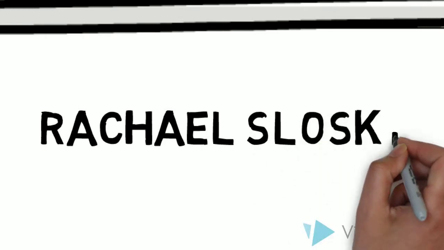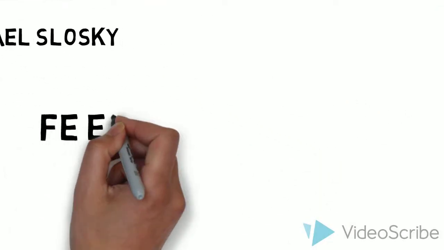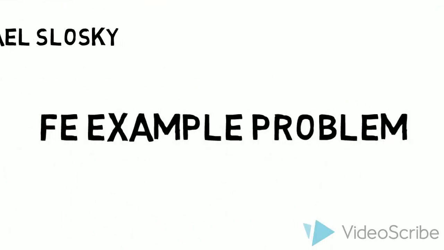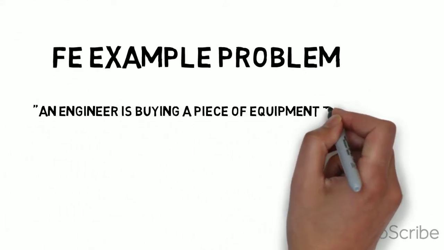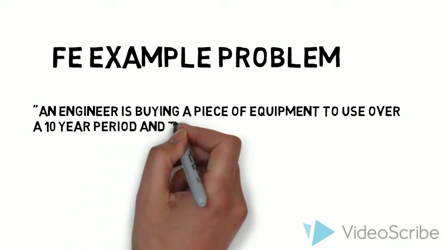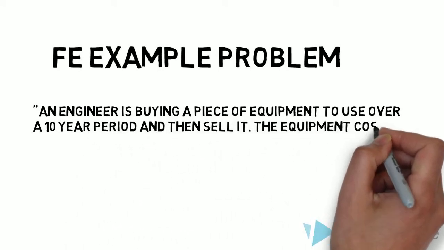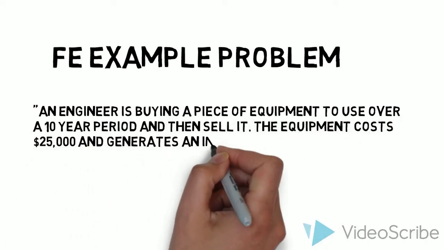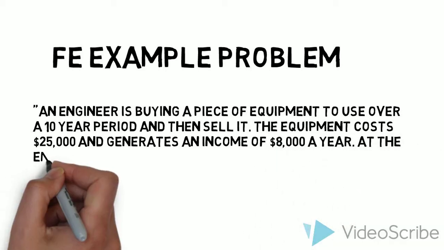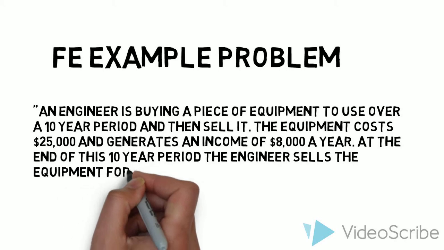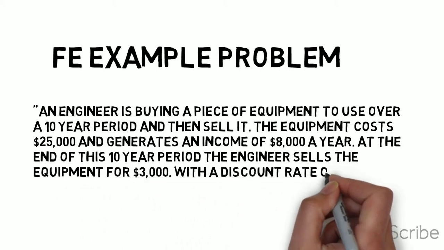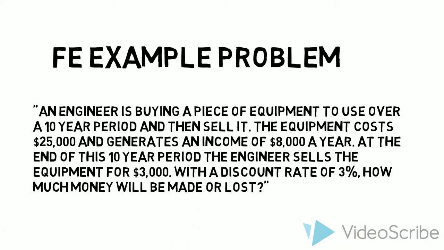I will be going over an FE, or Fundamentals of Engineering, example problem. The problem is as follows. An engineer is buying a piece of equipment to use over a 10-year period and then sell it. The equipment costs $25,000 and generates an income of $8,000 a year. At the end of this 10-year period, the engineer sells the equipment for $3,000. With a discount rate of 3%, how much money will be made or lost?